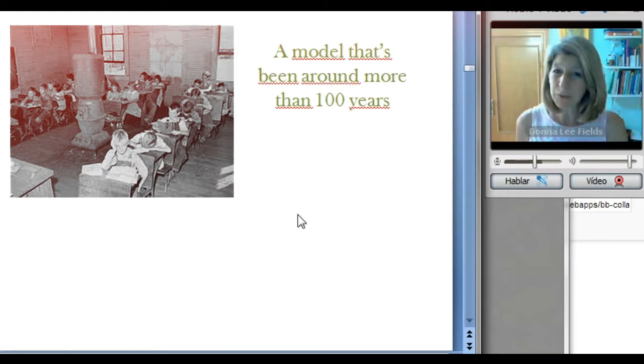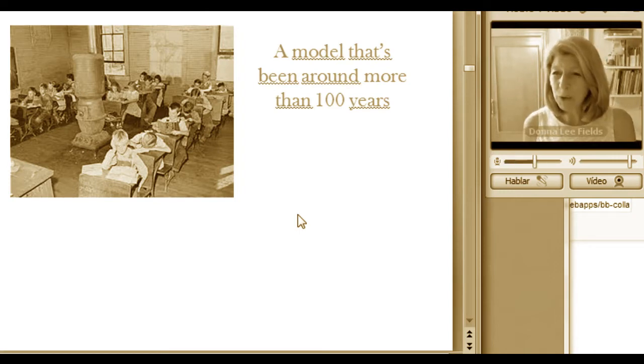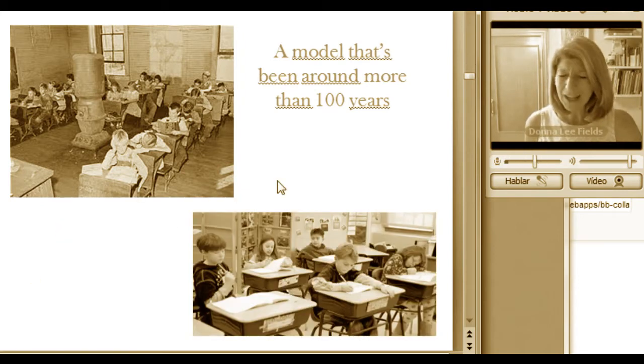It's a model that's been around for 100 years. A lot of you may think it started in the Industrial Revolution. You're partly right. It actually started before that with the Prussian king. The Prussian king wanted absolute control over his citizens, and his advisors told him the best way to do that was to start with the students, with the children in the schools. And they created this model that we still have today. Look at this, where the students are not allowed to move unless we give them permission.